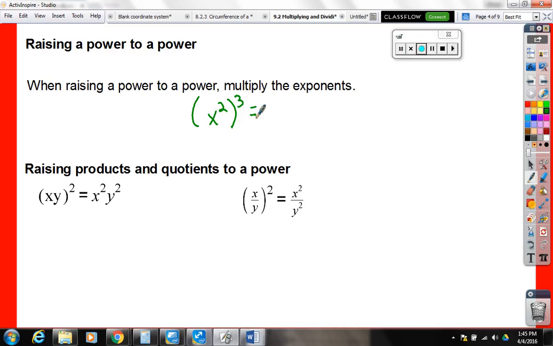So if I'm taking x squared to the third power, I multiply 2 times 3 is 6. The reason I do that: if I have x squared, that means x times x. If I have that to the third power, it means I'm going to write what's in the parentheses times itself 3 times. So I'm going to have x times x times x times x times x times x. There's 1, 2, 3, 4, 5, 6 x's all multiplied together. So it works out to be 6.